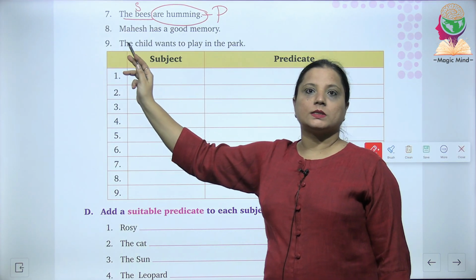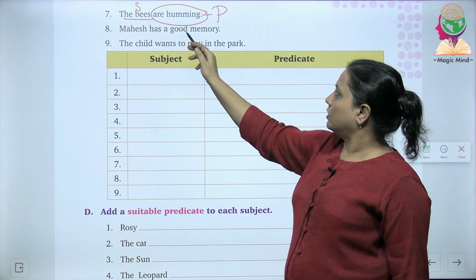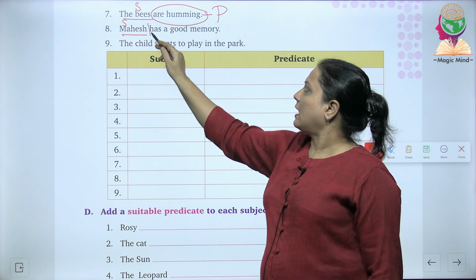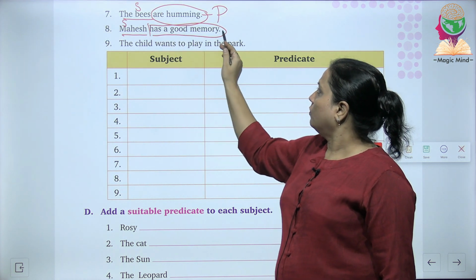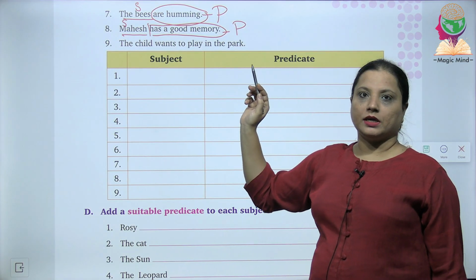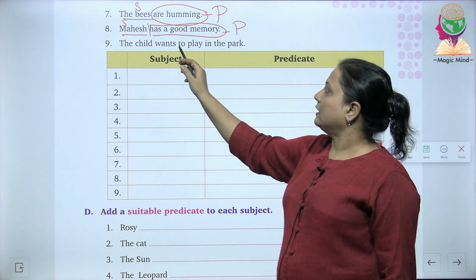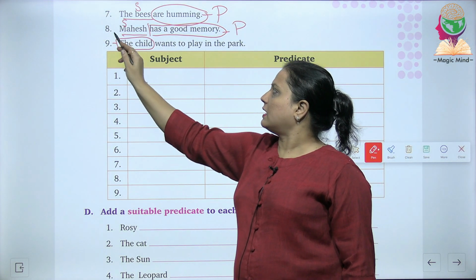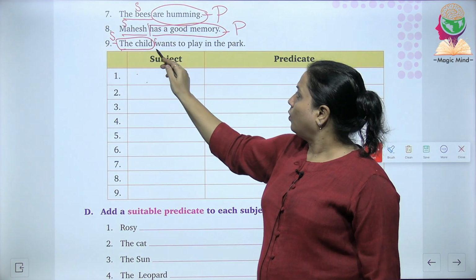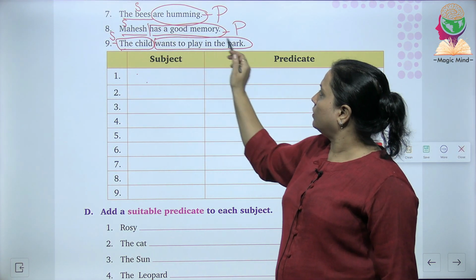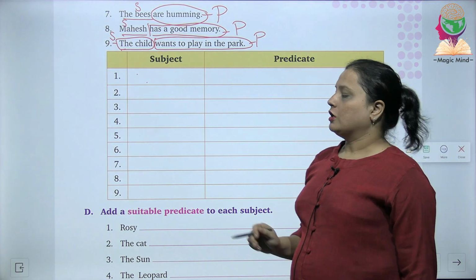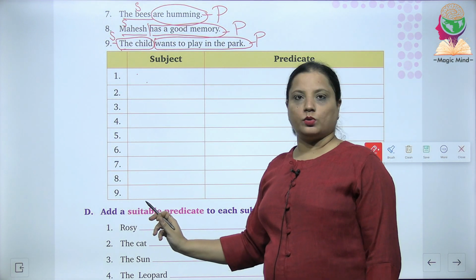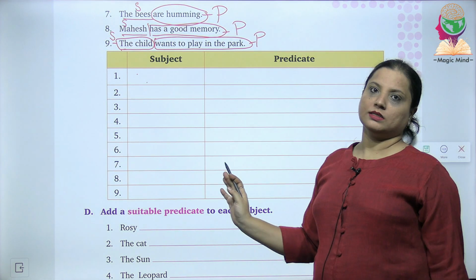Then the 8th sentence is Mahesh has a good memory. So the word Mahesh is what? It is the subject and has a good memory will be called as the predicate. 9th, the child wants to play in the park. The word the child is actually the subject and wants to play in the park will be called as the predicate. So this way you have to do all the sentences. You will write the subjects over here and the predicate here separately.